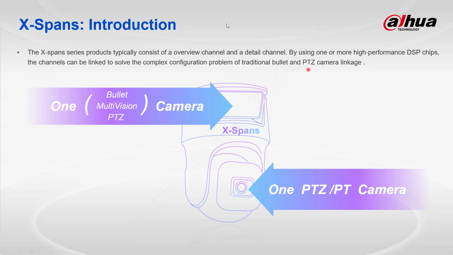There was a bullet somewhere, and that bullet had some challenges being linked up with the PTZ, so that the PTZ could start auto tracking the events captured by the bullet camera in a separate environment. So in this case, this challenge has been solved by having an X-Pan camera that has one bullet camera at the top, then either the PTZ camera or the PT camera function at the bottom. This can capture the events, while the PTZ or the PT can track those particular events as they occur.